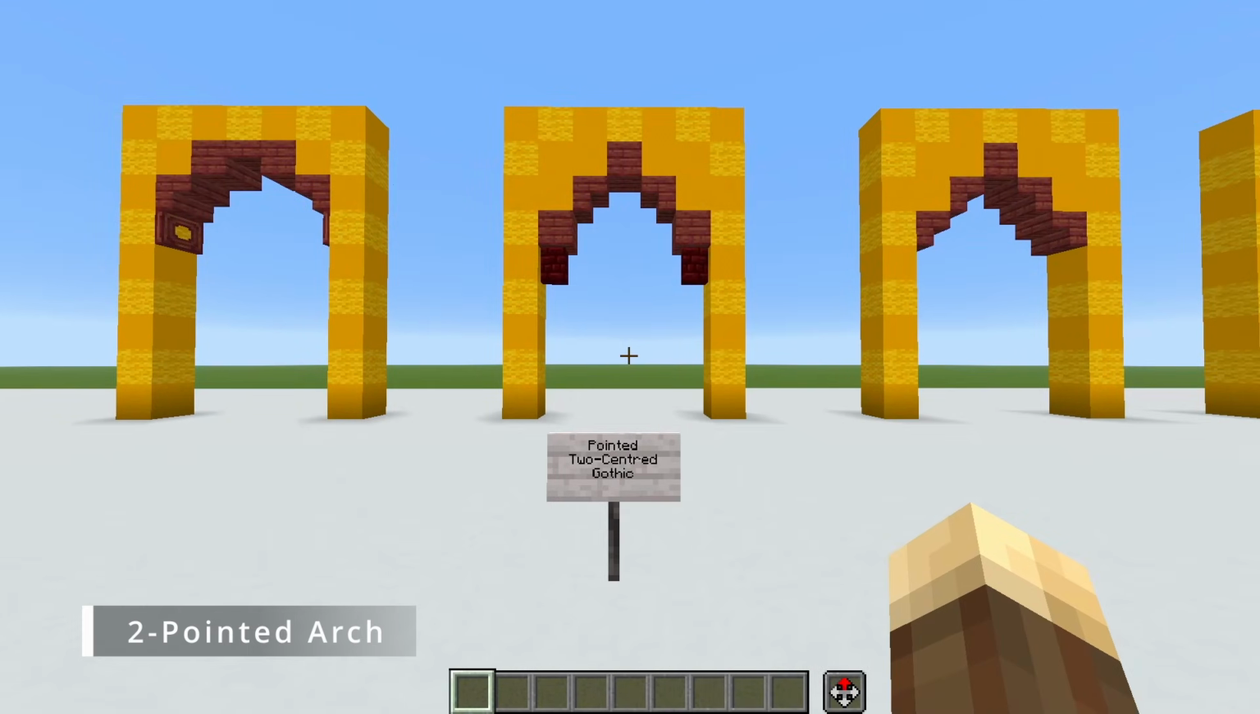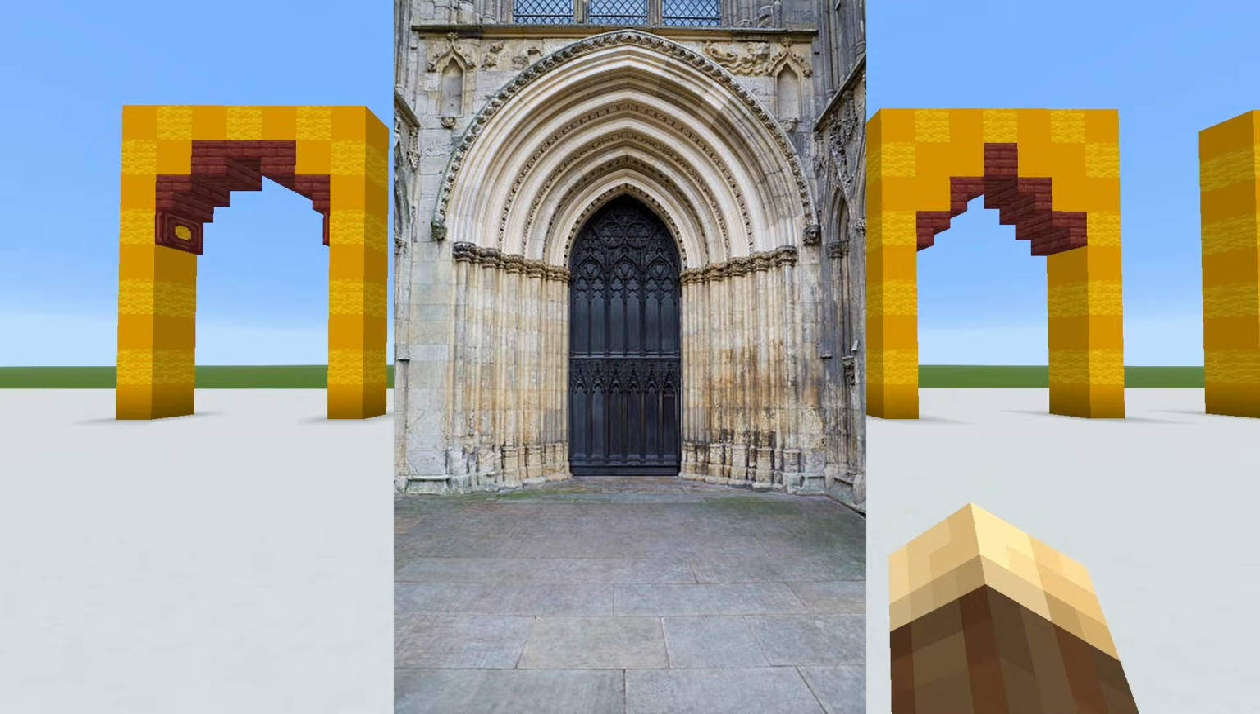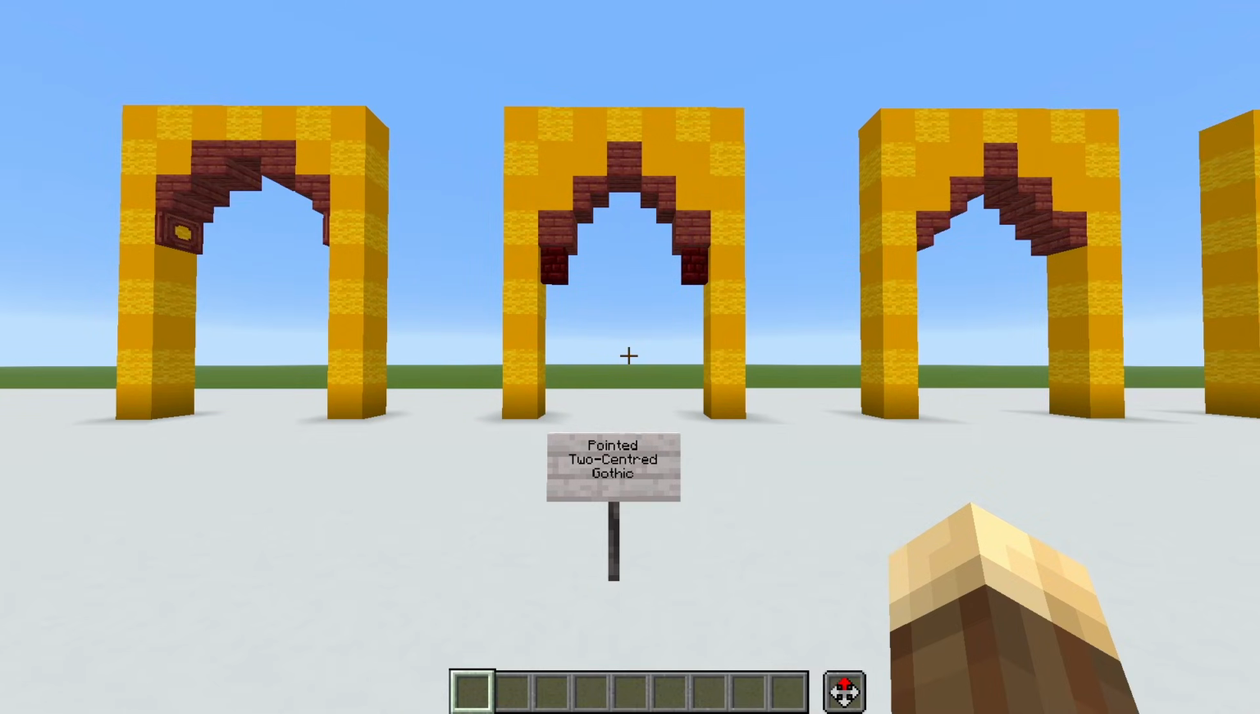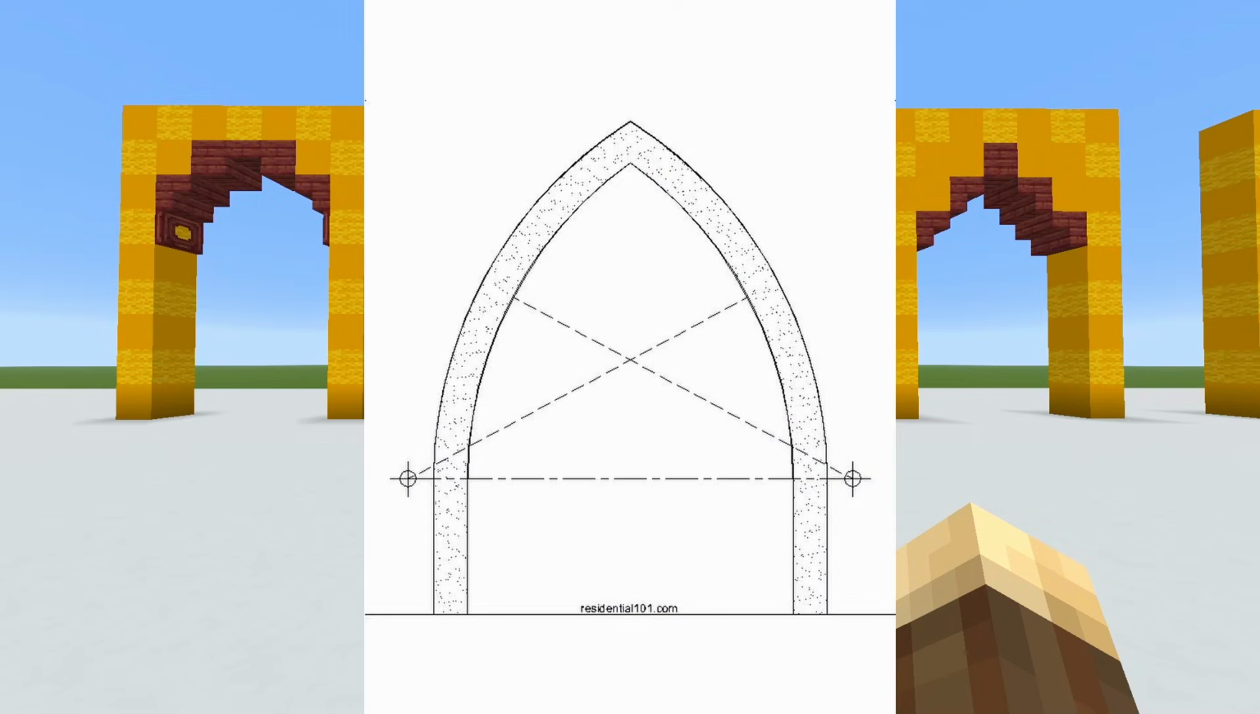At number 2, we have the pointed arch. A lot of people are going to call this a Gothic arch because it's often associated with Gothic cathedral architecture from the High Middle Ages. But if we go back to our circular geometry, this is called a two-centered arch. And you can see how it's made up of two circles intersecting to form a point in the middle.